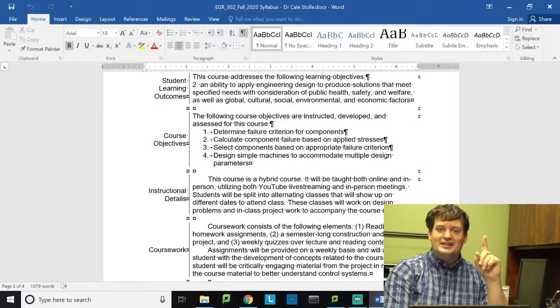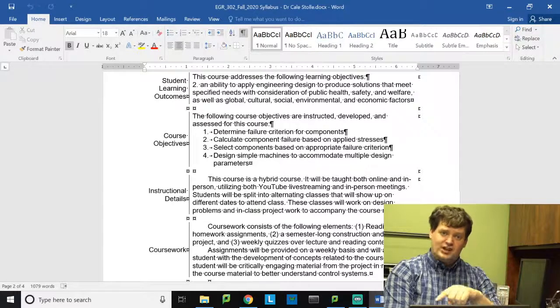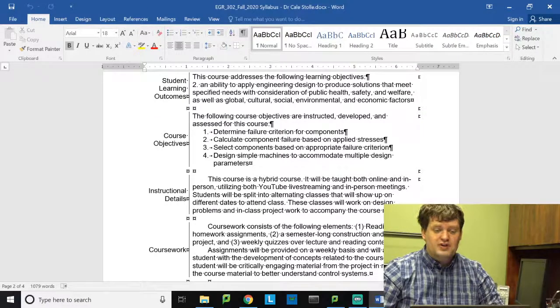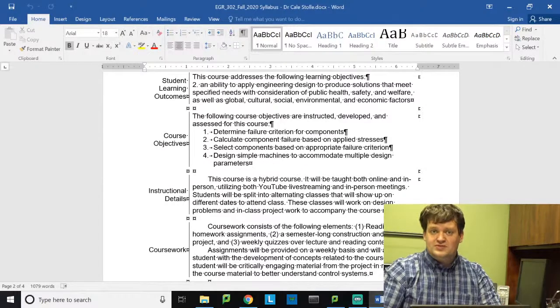Failure is, there's a lot of terms in this class that you're going to know well, but that you have to understand the technical definition of. When a component or a machine fails, what does that mean? Okay, we're going to talk about calculating component failure, component failure, machine failure, based on stresses. How do you know when something is failing? How do you anticipate that?